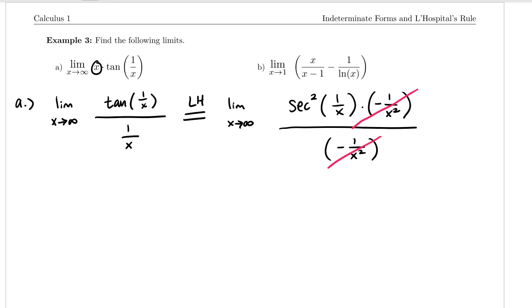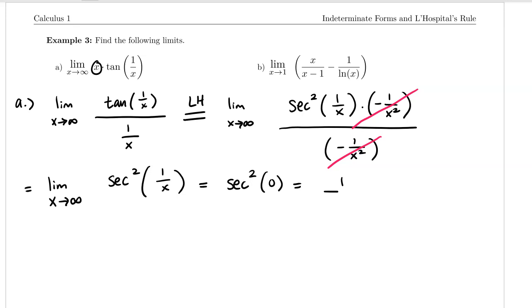So notice that negative 1 over x squared appears in both the numerator and the denominator. And so if those divide out, we get that this limit simplifies to the limit as x approaches infinity of secant squared of 1 over x. And now, as x gets really large, 1 over x essentially turns into 0, so this is secant squared of 0. That's the same thing as 1 over cosine squared of 0. And cosine of 0 is 1. And so our final answer for part A is 1.